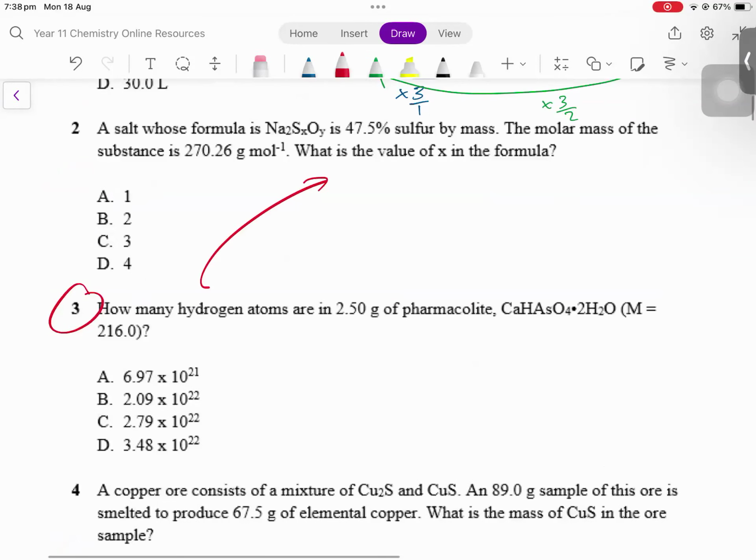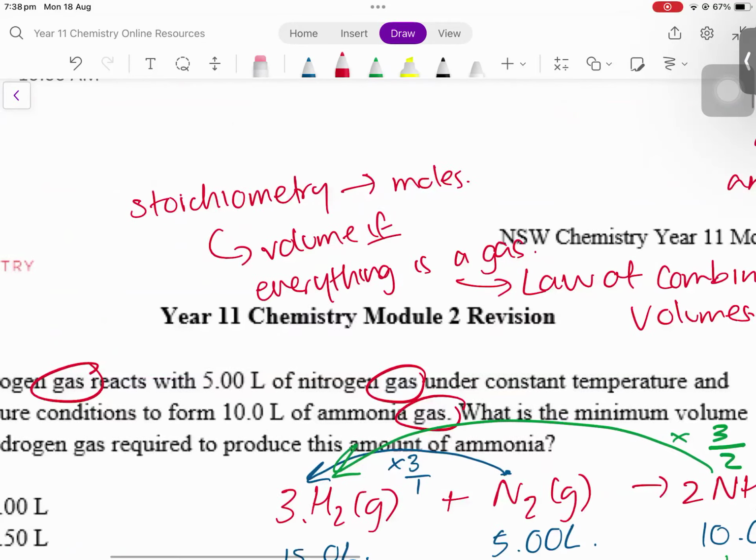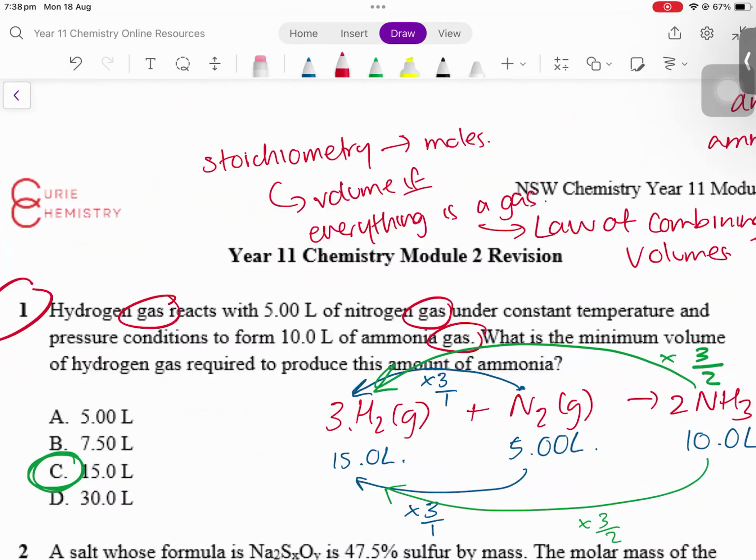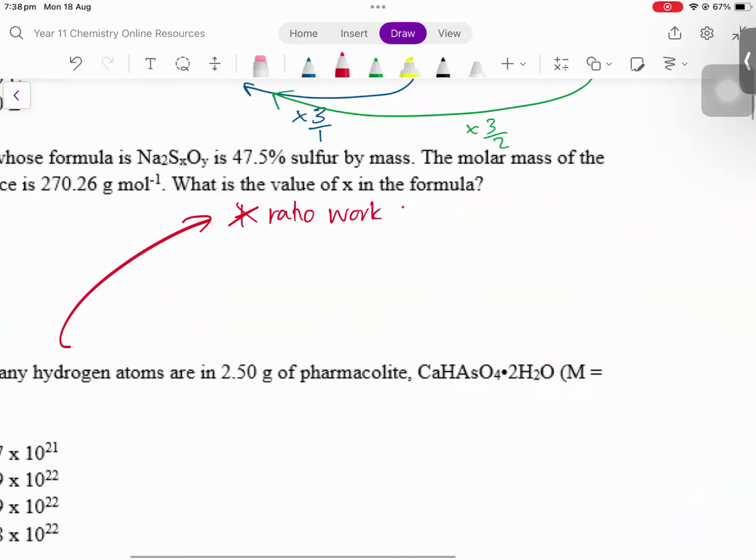Key learnings from this question that you want to apply when you get into your exams. Ratio work, with the exception of gases and volume, is always done in terms of moles. The exception is that law of combining volumes that I just told you about, but we're done with that now. We're going to deal with every other case because that was only one case.